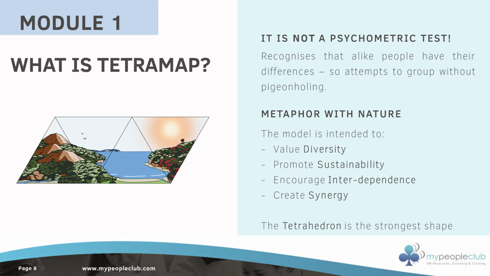And the tetra side of TetraMap comes from the shape of the tetrahedron. So if you've ever been to the Eden Project down in Cornwall, that great big dome that's there, it's made up entirely of tetrahedrons. It's recognized as being the strongest shape. A tetrahedron is essentially 4 equally sized triangles put together into one shape. So it's that strength and that similarity of each of those triangles in the shape, but also the differences between them. They all face a different way. They all have their own values.